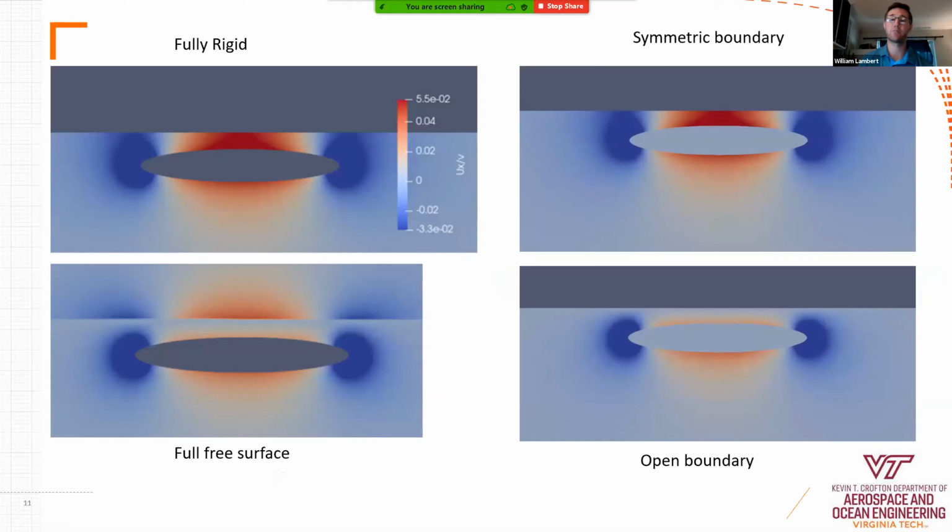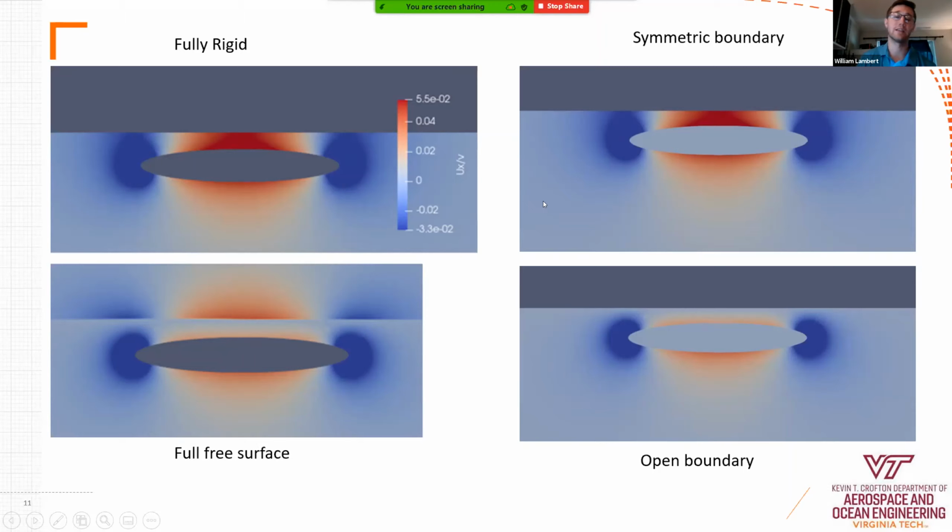So now as we bring the body close to the free surface, we have these different free surface boundary conditions. As I mentioned at the beginning of this presentation, we have the fully rigid free surface, and analogous to that, we also can apply a symmetric boundary condition. In this fully rigid case, we have a wall with a slip condition imposed on that wall for the velocity.